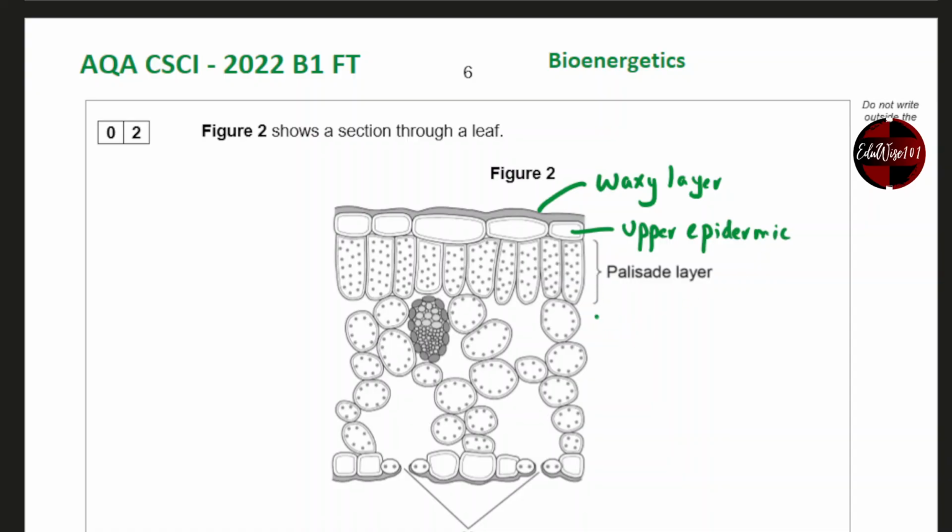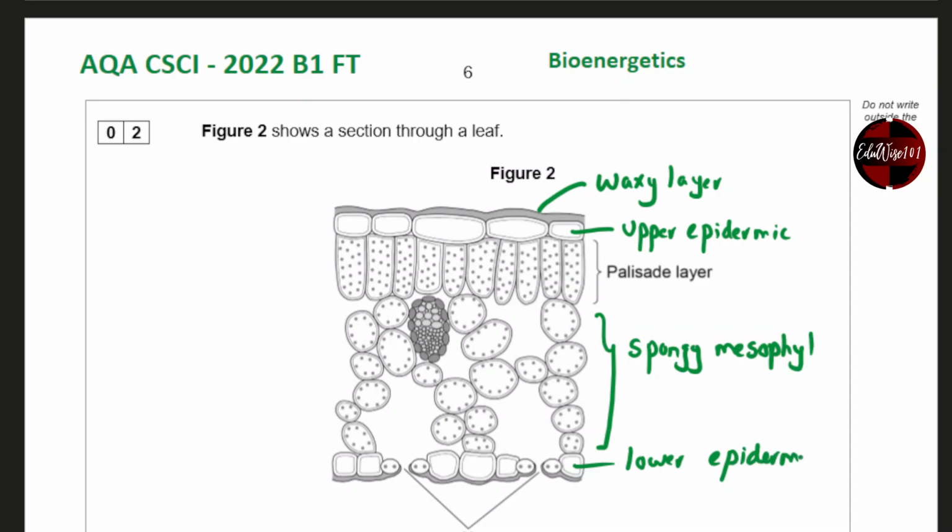The palisade layer, this is called the spongy mesophyll, and lower epidermis, and X is the stomata, and these two cells which are either side, that is the guard cells, which controls the opening of the stomata so that gas exchange and water vapor can go in and out.